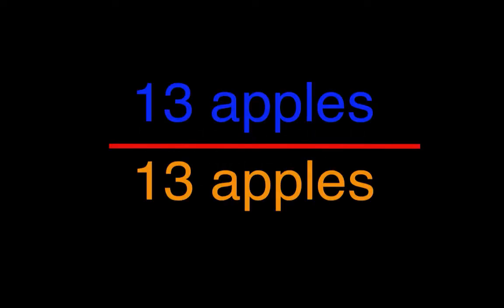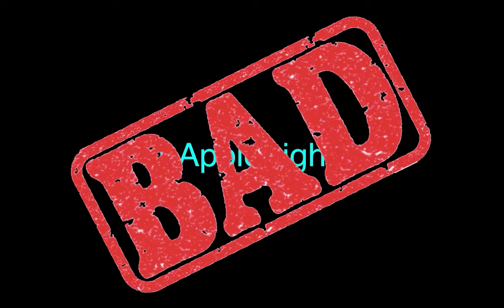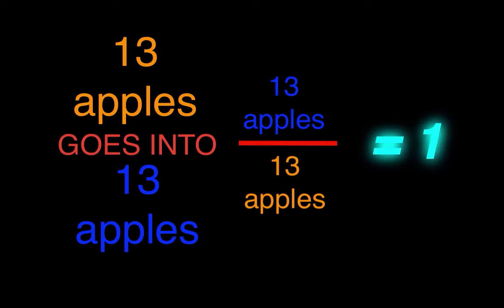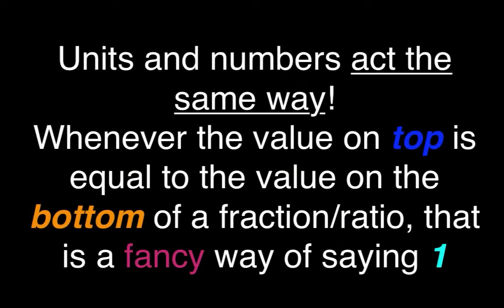What if we use something other than numbers? 13 apples divided by 13 apples. 1 apple, right? Wrong. 13 apples goes into 13 apples one time. Units and numbers act the same way. Whenever the value on top is equal to the value on the bottom of a fraction or ratio, that's a fancy way of saying 1.